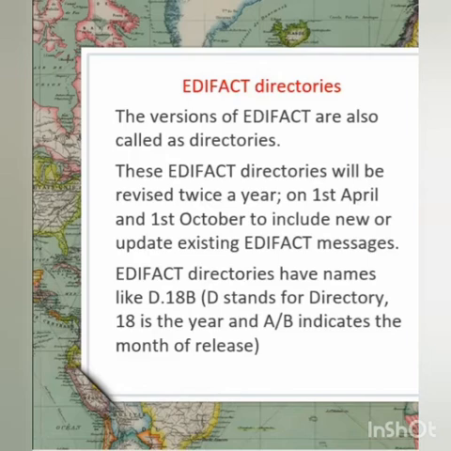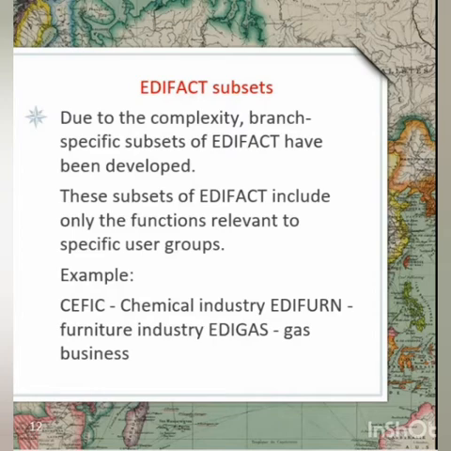EDIFACT directories have names like D.18B. So the versions or directories have names like D.18B. D stands for directory and 18 is the year, and A or B indicates the month of release. So A for April and B for October. Now we will move on to EDIFACT subsets.